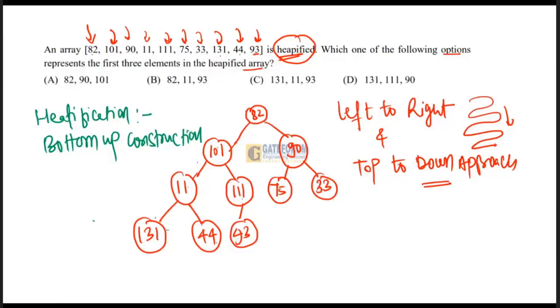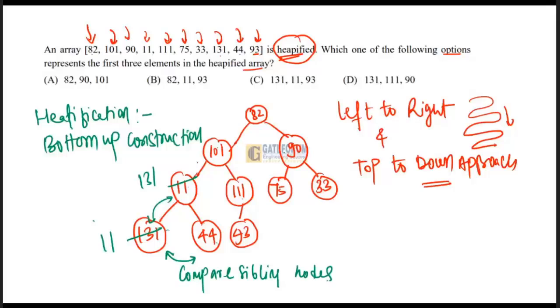I will compare here 131 with 11, but 11 is lesser than 131. So we need to replace this 11 with 131, and 11 will be here. Ultimately, every time I need to compare the sibling nodes, and whoever is maximum, I will compare it with its root node. If the root node is minimum, replace it with the maximum node. So here, out of 131 and 44, 131 was the maximum, so I have replaced it with the root node because the root node has a lesser value.